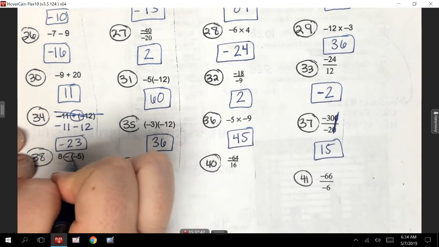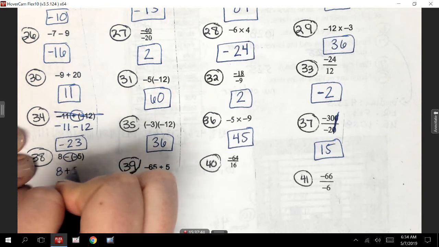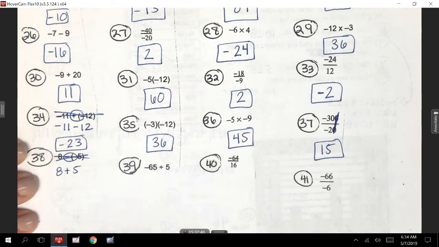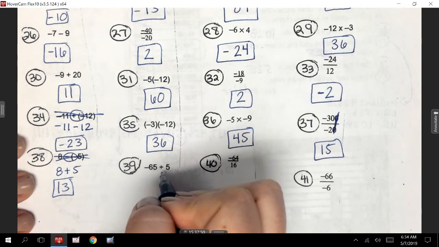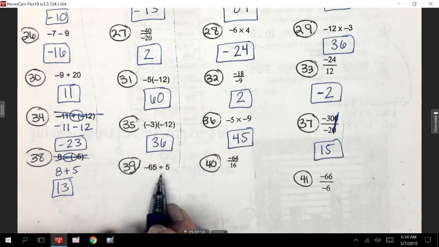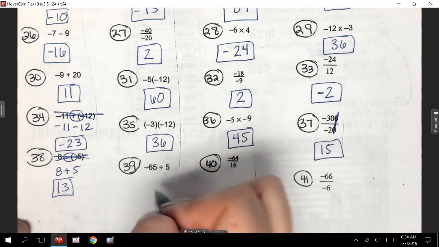All right, double sign here, so I end up with 8 plus 5 since that's the same. And now it just says 8 plus 5, which is 13. Here, this is a division symbol. Make sure you look closely. That is division. 65 divided by 5 is 13.